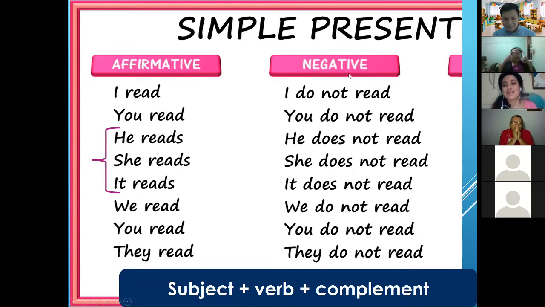Okay, let's go. Okay, chicos, necesito que completemos este. Y vamos a ponerlo en una forma negativa. Only we're going to add don't. Or do not. Don't or do not. Okay. Contraction.